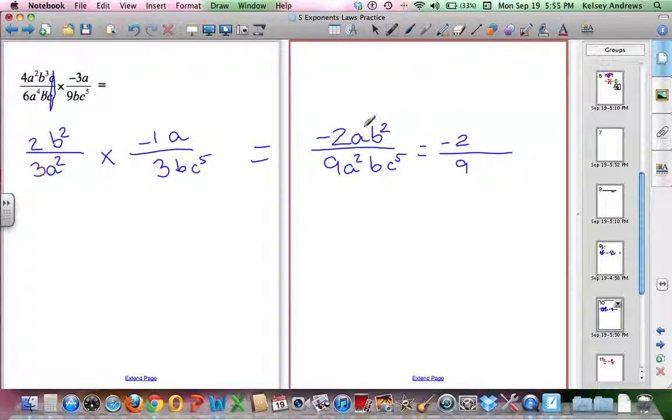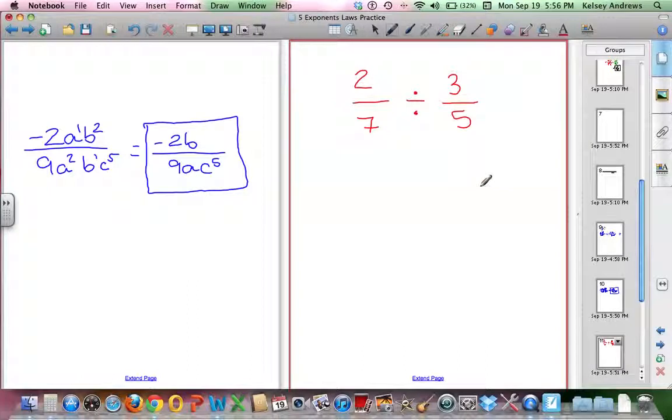And then we have an a to the 1 in our numerator, a to the second in the denominator, so that leaves just an a to the 1, or we can just say a. For our b's, we have b to the second and b to the 1, so we subtract, we get b to the 1, we'll just write b. And we don't have any c values, so this stays c to the 5th in our denominator. So -2b over 9a c to the 5th.